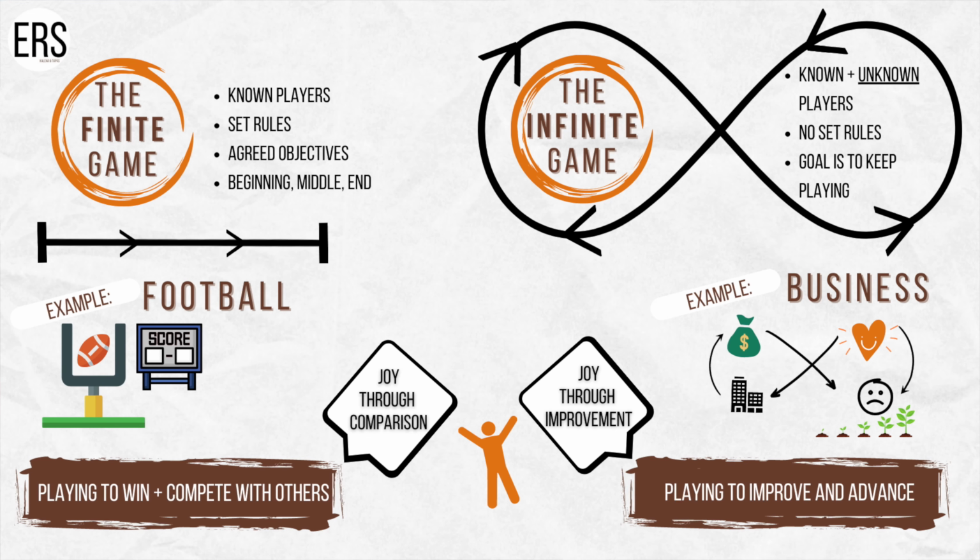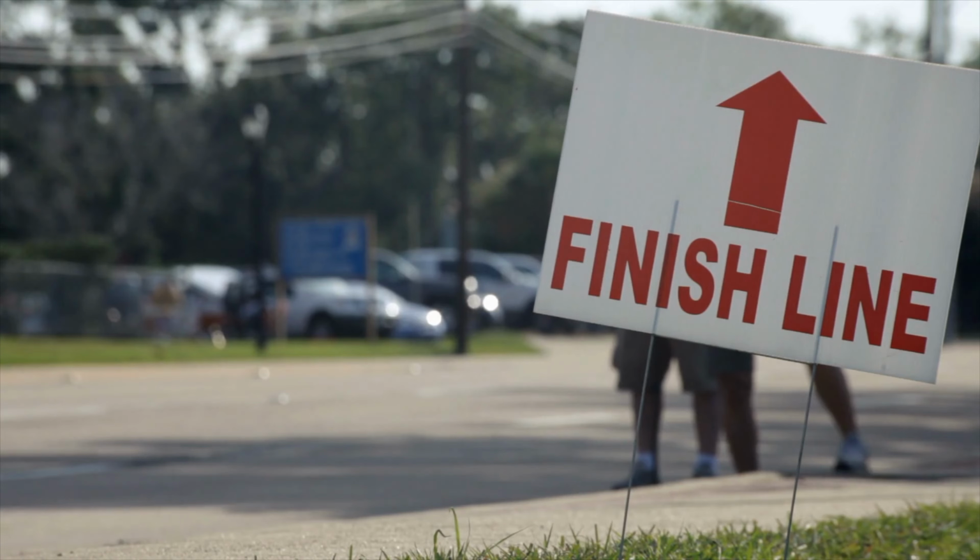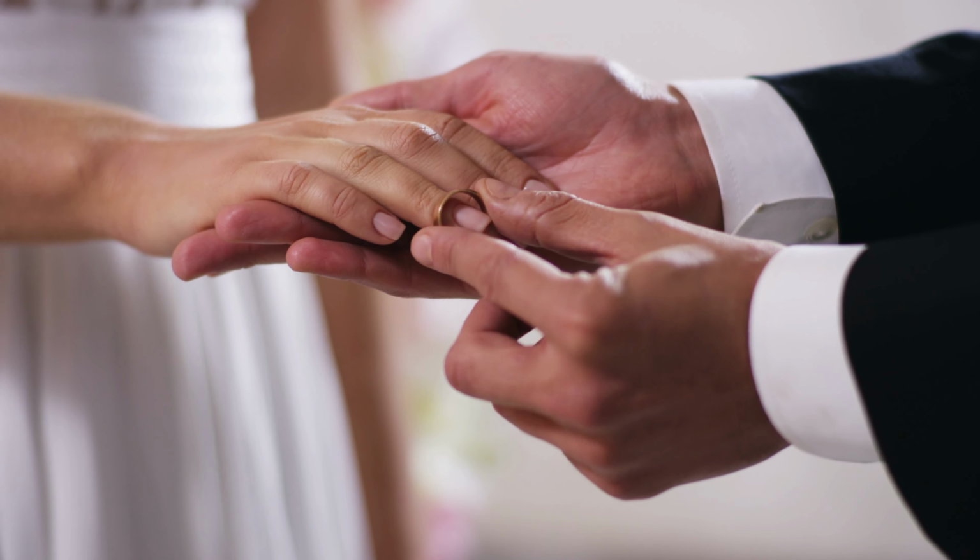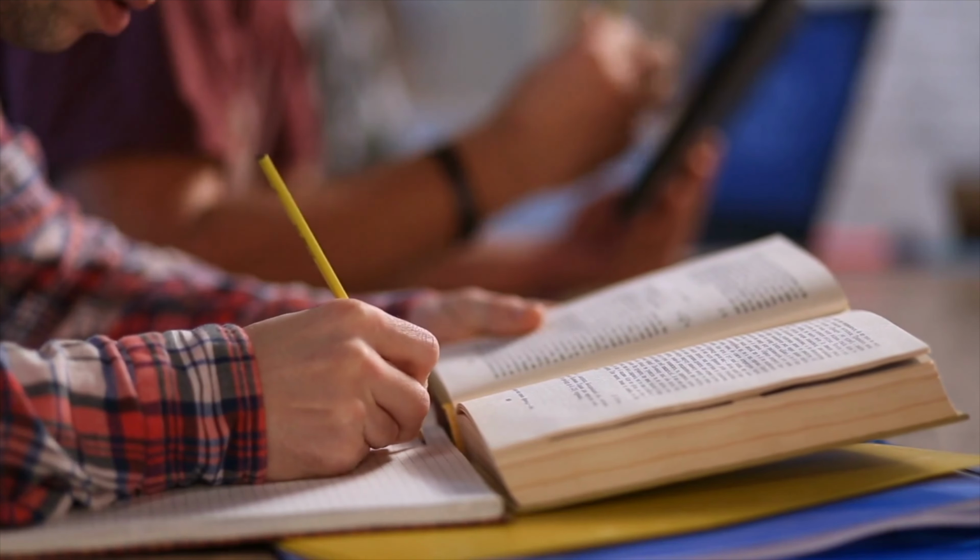In infinite games, on the other hand, you have known and unknown players. And these players can come and go at any time. There's no exact agreed upon rules, even though there are general governed laws for conduct. The objective is primarily to keep playing and keep going. Infinite games have infinite time horizons. There's no finish line. This is a journey. It is not an event. What does this mean? In an infinite game, there are no winners. Examples would be a marriage, friendship, education, careers, and even businesses.